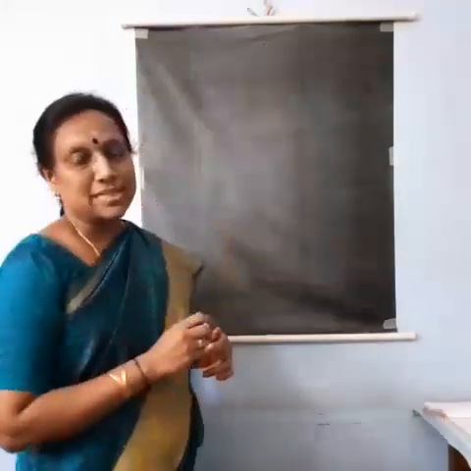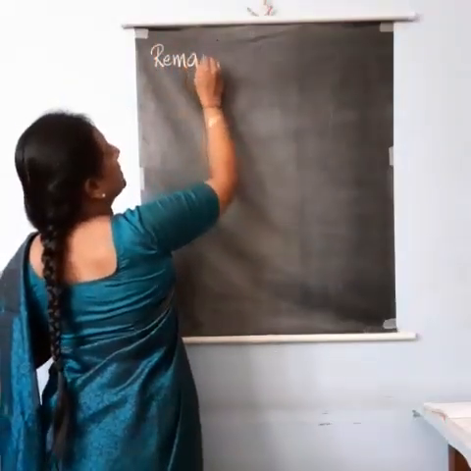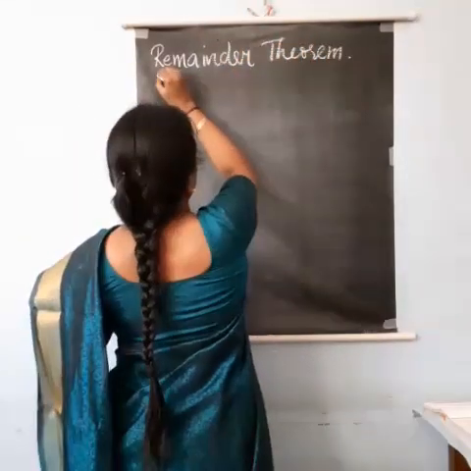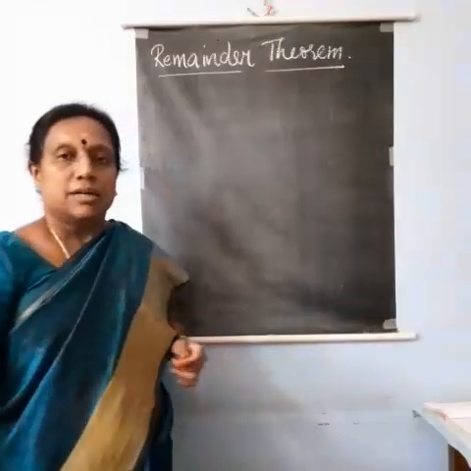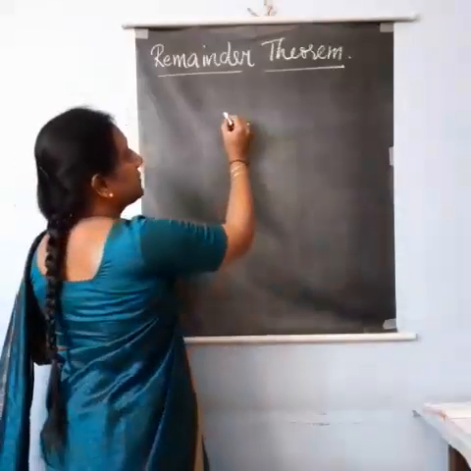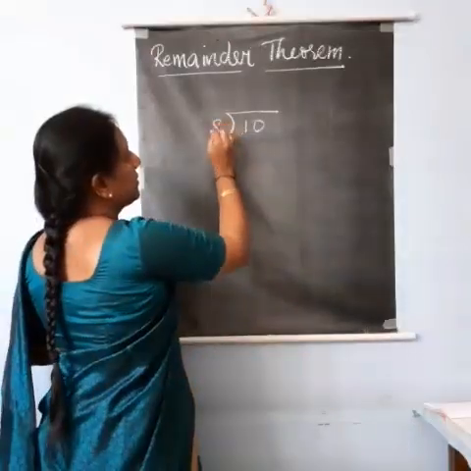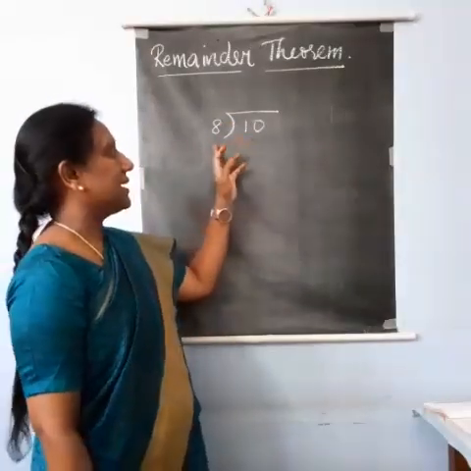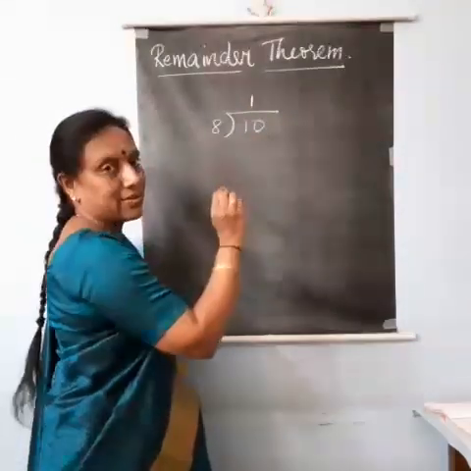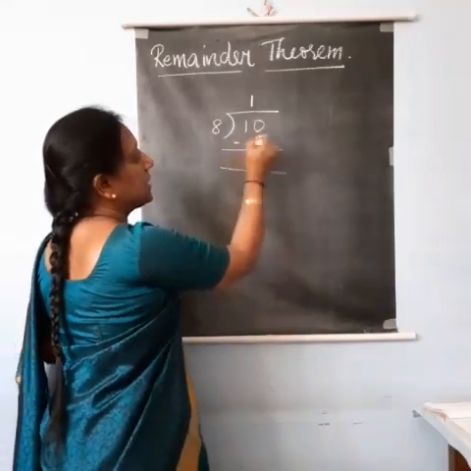We are dealing with the chapter polynomials, and the topic for today is the remainder theorem. We have learned division in the lower classes, right? Just say I'm going to divide 10 by 8. When I divide 10 by 8, what will I get? How many times will 8 go into 10? Once, right? So 8 ones are 8, and I get 2 remainder when I subtract.